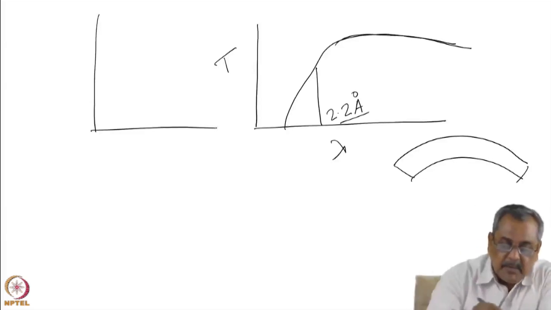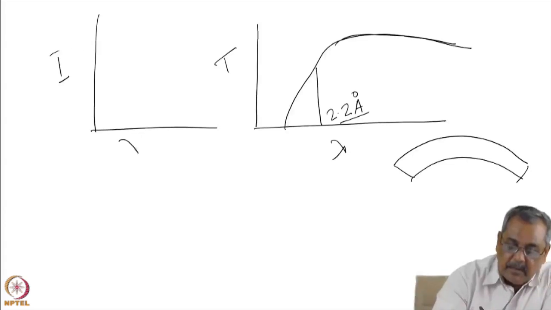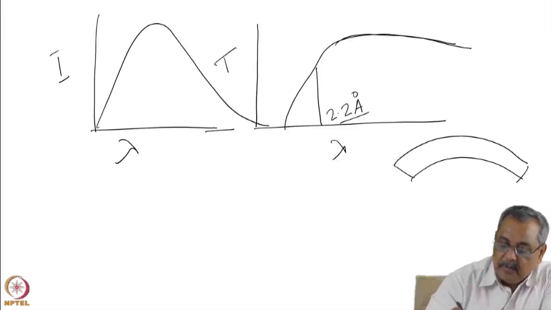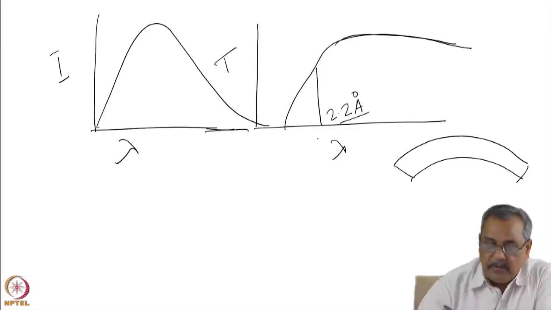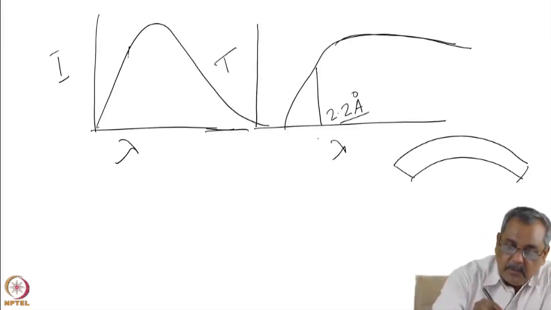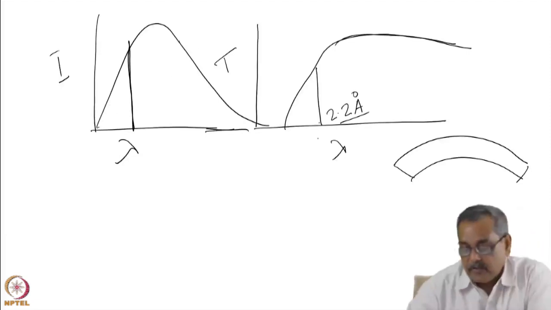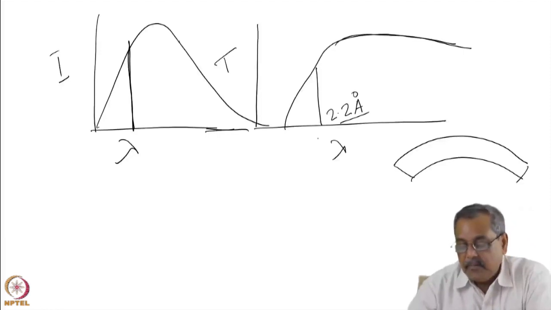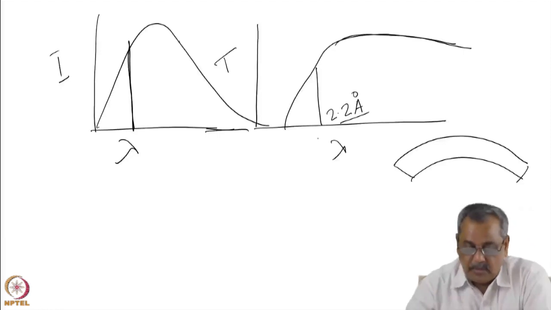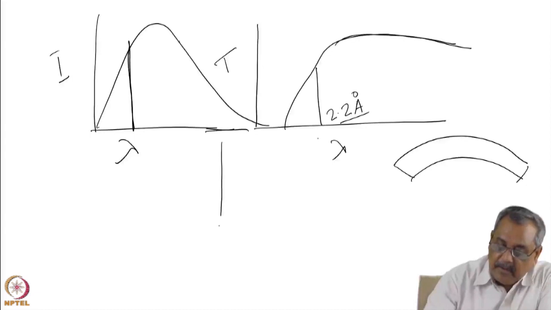But the fact is that in my beam which is coming through the guide, if it is a Maxwellian, certainly the Maxwellian looks somewhat like this, and because there is a cutoff at 2.2 angstrom, it will look somewhat like this. There will be a cutoff below which it will not transmit and above which it will transmit. But now there is a beryllium oxide filter.